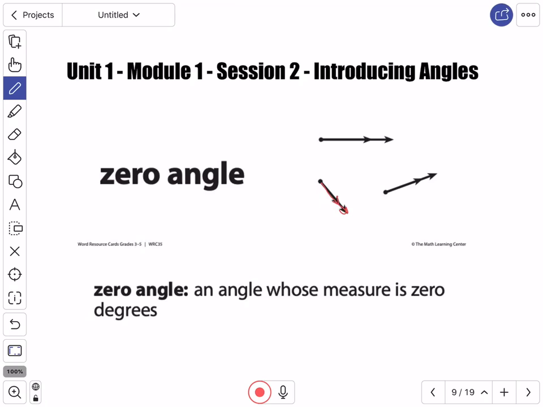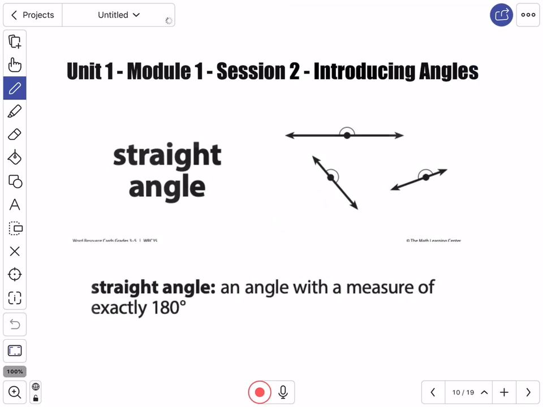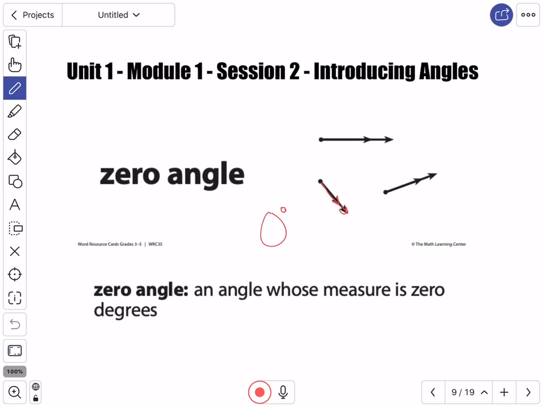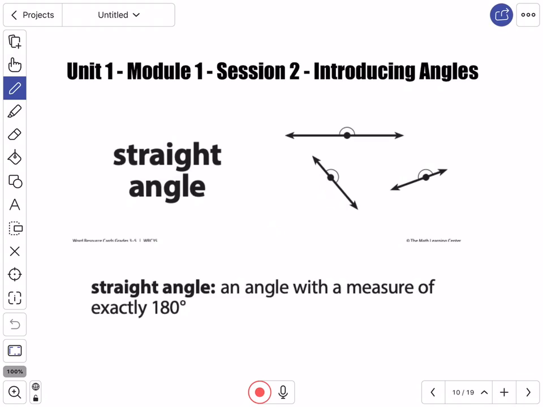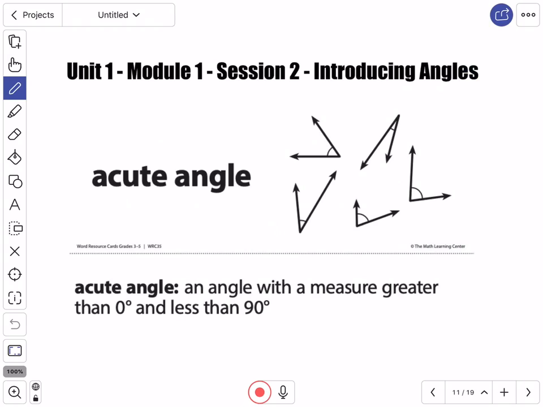All right, let's go over these real quick. A 0 angle is an angle whose measure is 0 degrees, and it's almost like a clock, like 12 o'clock. It's like 2 rays, but one's on top of the other, so they're not separated, and it's 0 degrees. A straight angle is an angle with a measurement of exactly 180, no more, no less. It's perfectly straight. The difference between these two is that with the 0 angle, the rays are on top of each other. With this one, they're facing opposite directions and they meet in the middle.